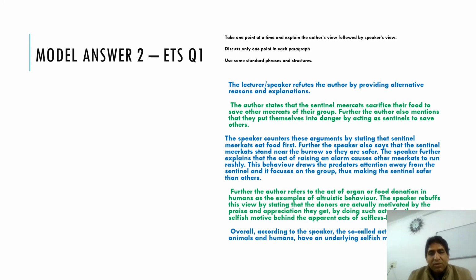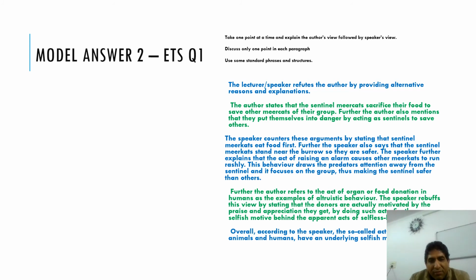Here there is one more draft, so you can pause it and go through it. In this, the same question is there, but the structure is used in a little different way. So we have introduced saying the lecturer or the speaker refutes the author by providing alternative reasons and explanations. The author states that the sentinel meerkats sacrifice their food to serve other meerkats in the group. Further, the author also mentions that they put themselves into danger by acting as sentinels to save others.